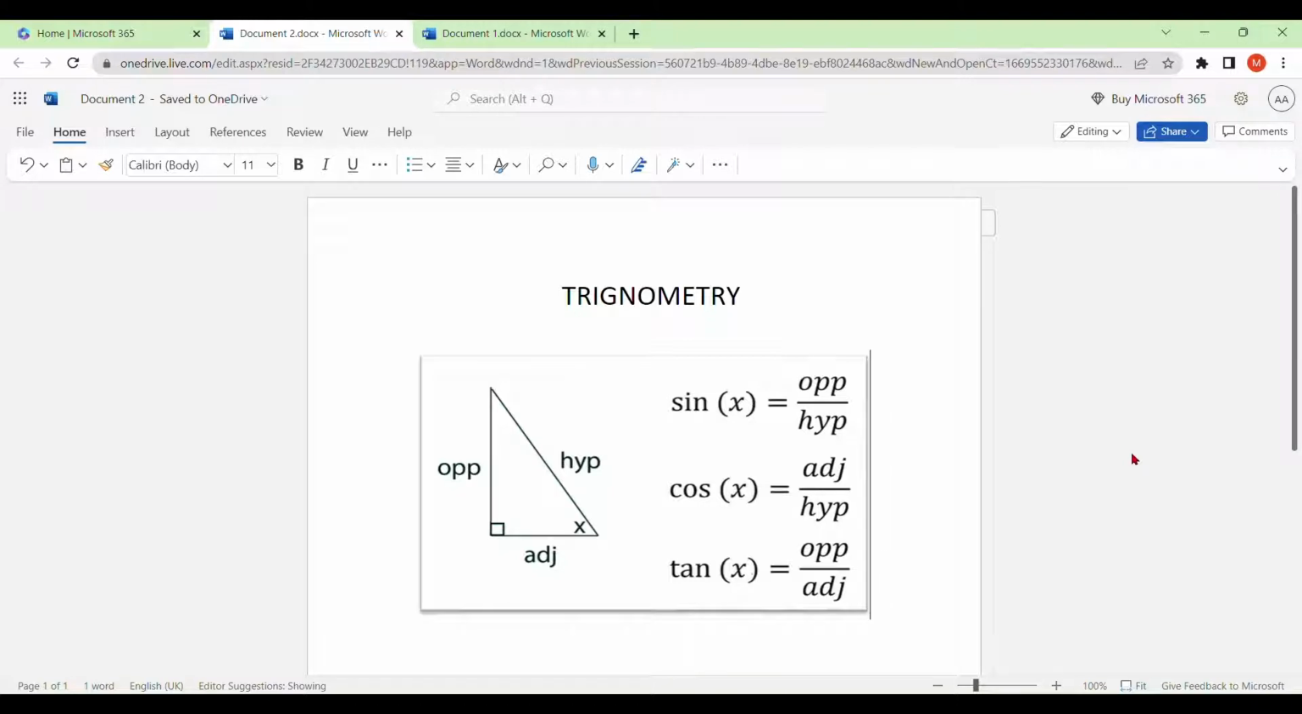So sine x is equal to opposite or perpendicular over hypotenuse, cos x is equal to adjacent or base over hypotenuse, tan x is equal to opposite or perpendicular over adjacent or base. These are used to find the unknown angles or the unknown side lengths.